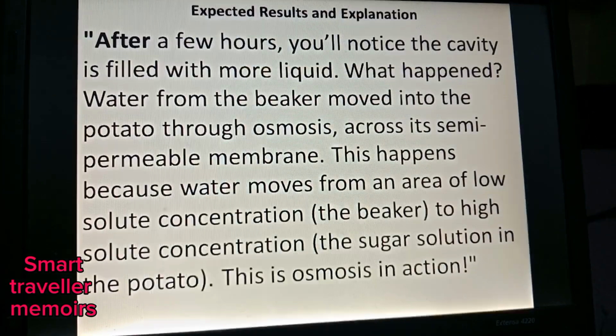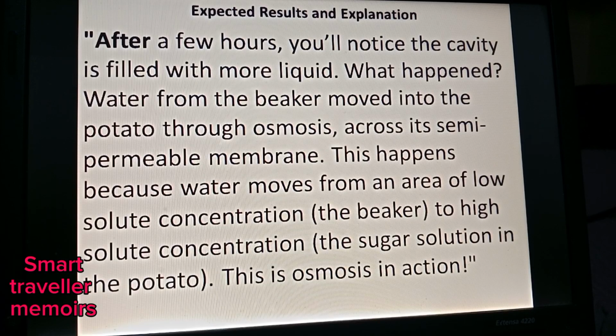After a few hours, you notice the cavity is filled with more liquid. What happened? Water from the beaker moved into the potato through osmosis across its semi-permeable membrane. This happens because water moves from an area of low solute concentration, the beaker, to the higher solute concentration, the sugar solution in the potato. This is osmosis in action.